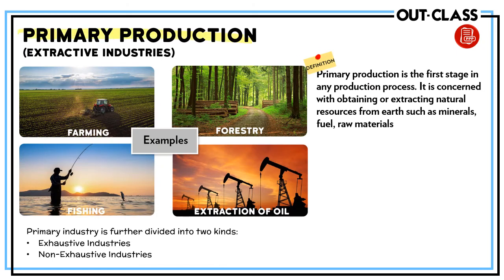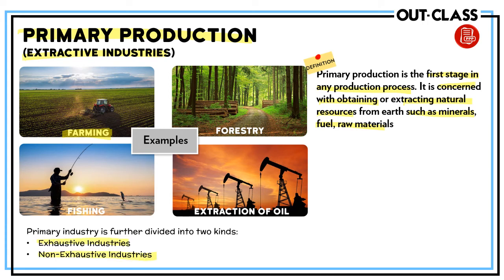Primary production, extractive industries. This is the first stage in any production process. It is concerned with obtaining or extracting natural resources from earth, such as minerals, fuels, and raw materials. Pakistan, for example, is most famous in its primary production because we export our primary production products, that is the raw materials. We're very famous for exporting mangoes. Then primary industry is further divided into two kinds, that is exhaustive and non-exhaustive.